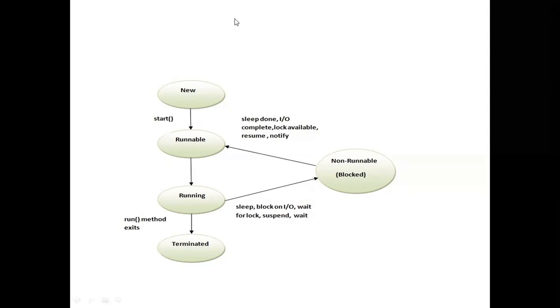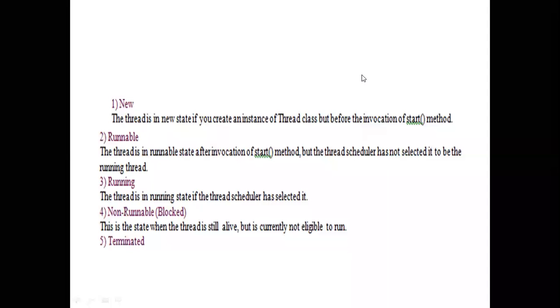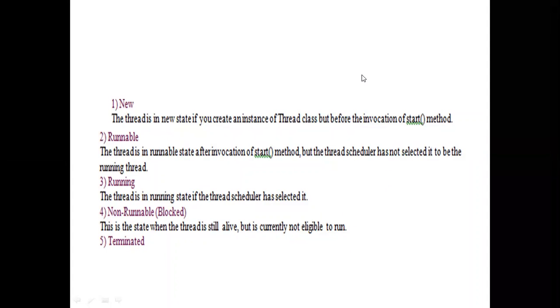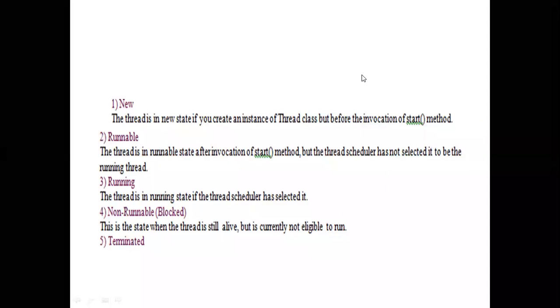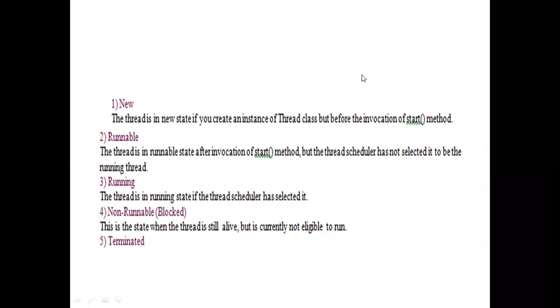Okay, clear? So now we can move further. Again, this is a simple explanation. You can read it afterwards also. A thread is in the new state if you create an instance of the Thread class, but before the invocation of the start method. In the new state, no method is being run. So just before the start method, you are in the new state.